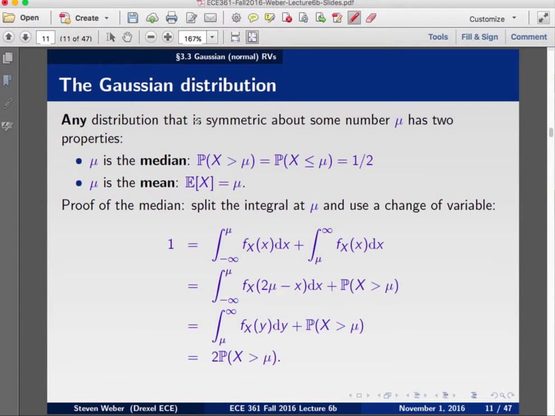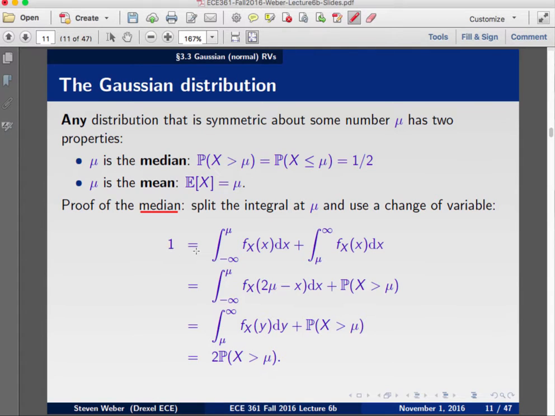So what we're going to do now is use the fact that we have a symmetric distribution to prove these two properties. And to emphasize, this proof has nothing particular about the Gaussian distribution. We're only going to use the fact that we have a continuous distribution that's symmetric around mu. So let's first prove the median property. So we know that if we integrate the density over the entire real line from negative infinity up to positive infinity, we're going to get 1. So that's our starting point.